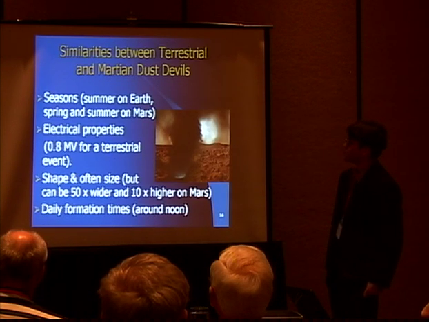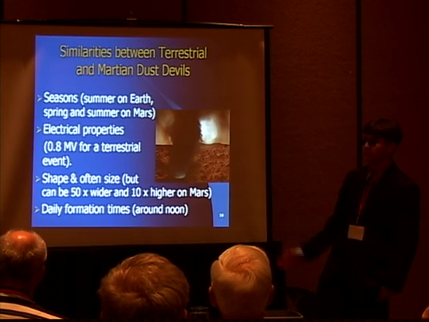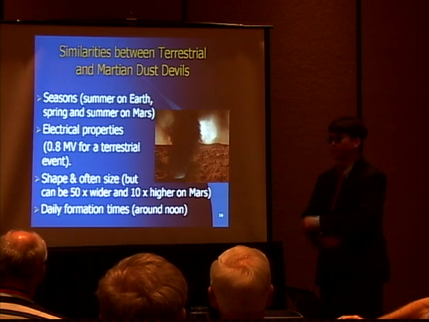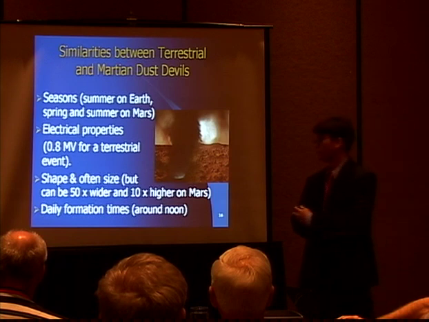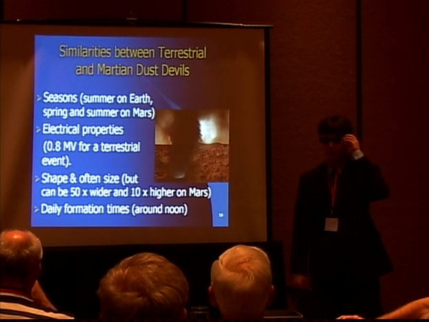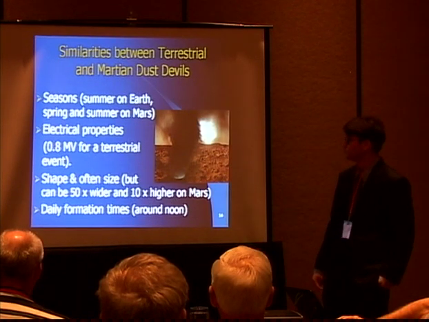Okay, seasons of formation, very similar to Mars, both in regional summer and spring on Mars. They both have electrical properties. The shape and size are similar, but on Mars they get 50 times wider and 10 times higher. And they both form around noon when there's peak solar insolation.